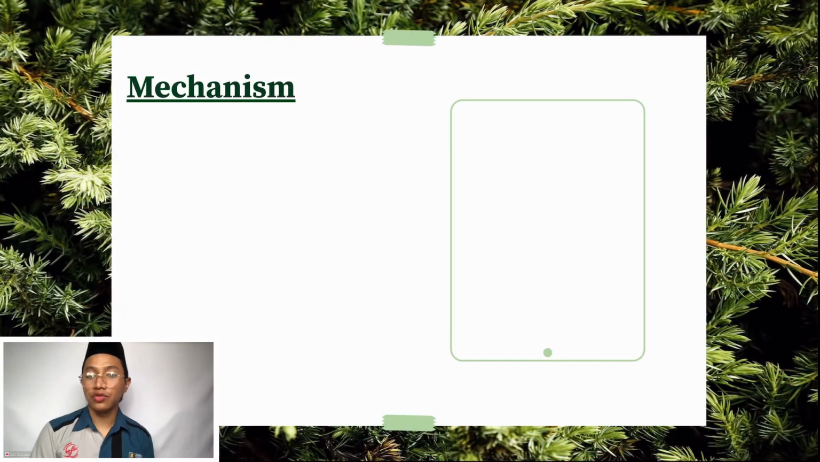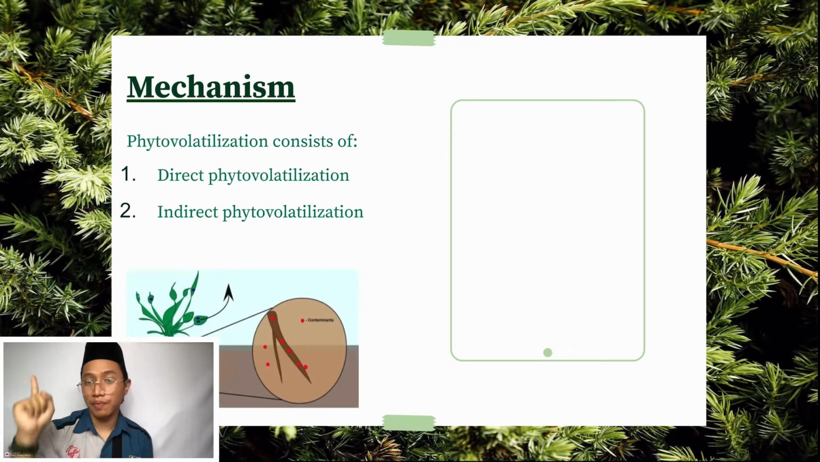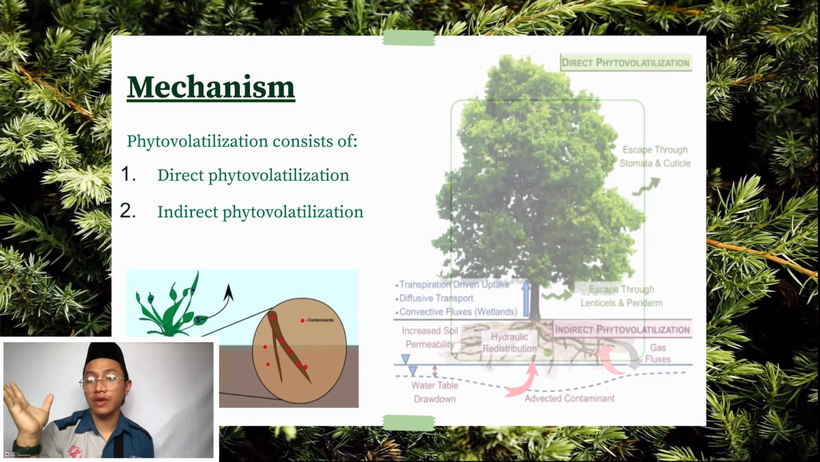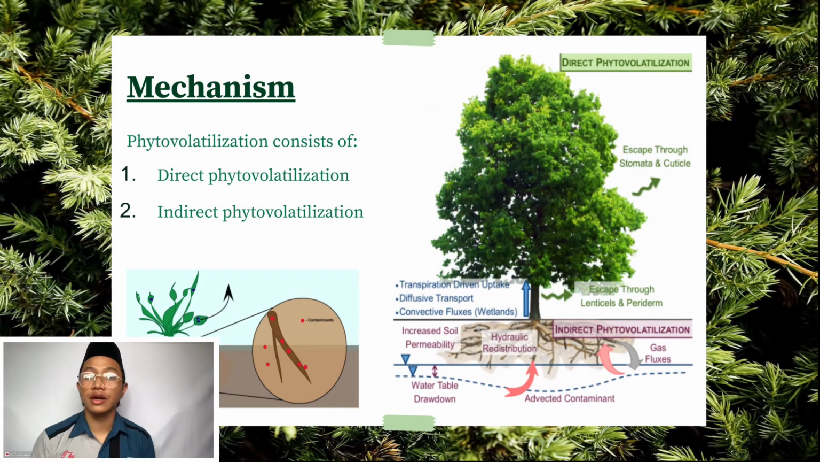Next, we'll move on to the mechanism of phytovolatilization, which consists of two types, direct and indirect. Based on the picture provided, direct phytovolatilization mostly occurs on the surface of the plant, while indirect phytovolatilization mostly occurs at the bottom or roots of the plants.